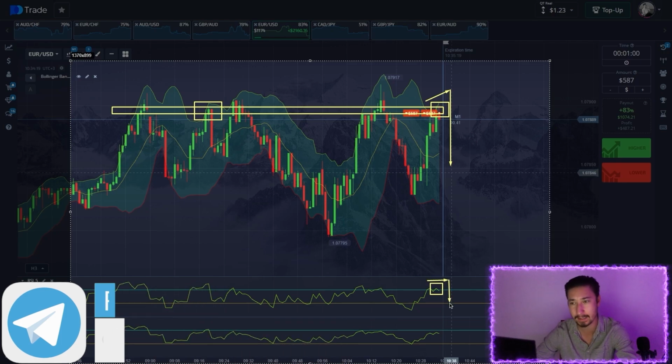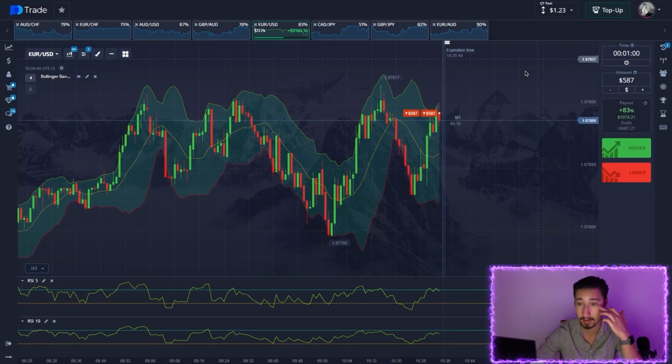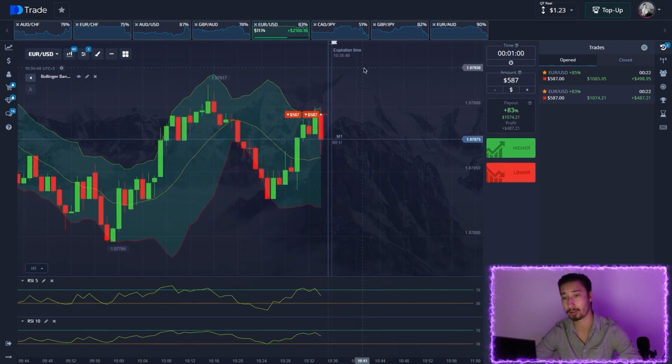There are more flat dynamics here. This strategy also works well when trading on the flat dynamics. This is a very universal strategy. You can trade on the trend, against the trend, and on the flat dynamics. So learn it and show your friends.